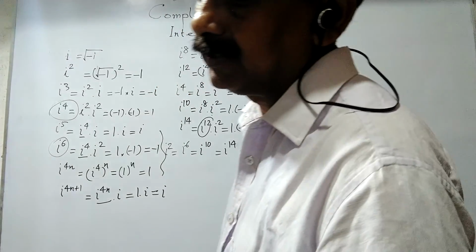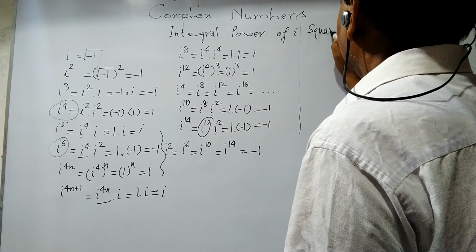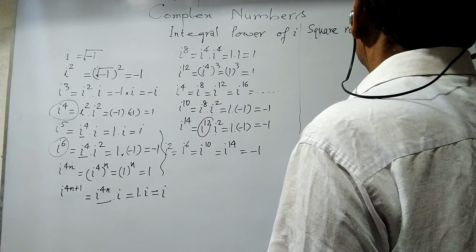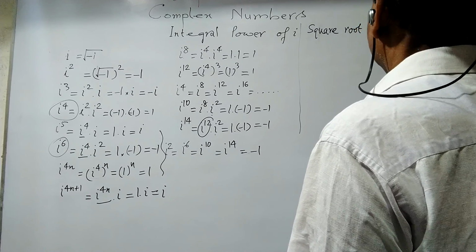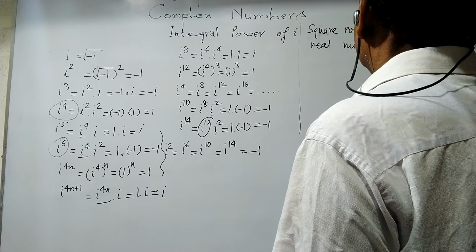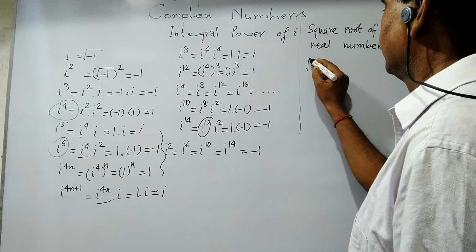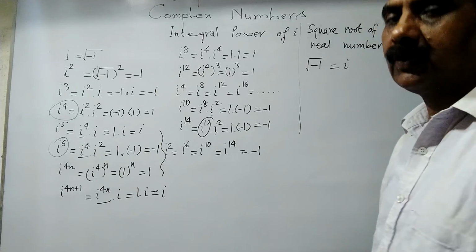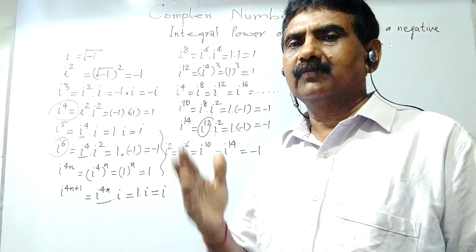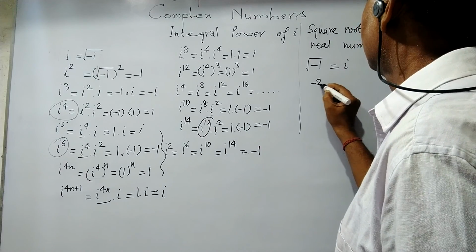A square root of a negative real number. What is this? Suppose we say root under minus 1, that is what? I. As per definition, root under minus 1 is equal to i. That is iota. Then let us say root under minus 2.